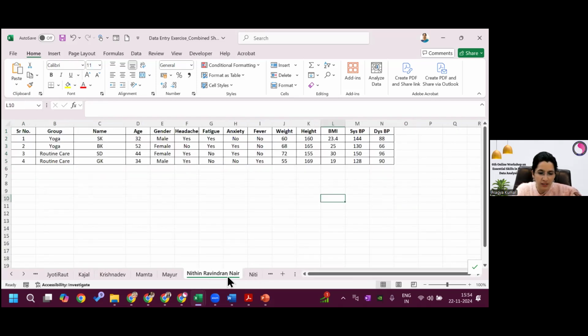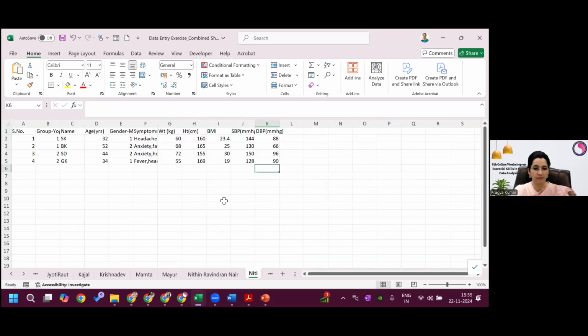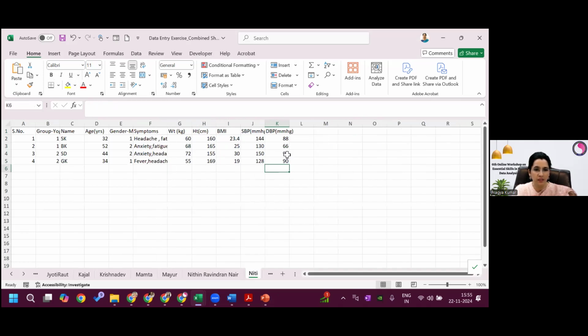Coming to Dr. Nitin Ravindran, Dr. Nitin has done it correctly. You can see group, age, gender, headache. Again, he has taken all the 4 symptoms in 4 columns. And then yes and no. And then BP is also. So I think Dr. Nitin and one more person, they both have done it correctly. Neeti, again the problem is with symptoms and only symptoms. The rest is okay.